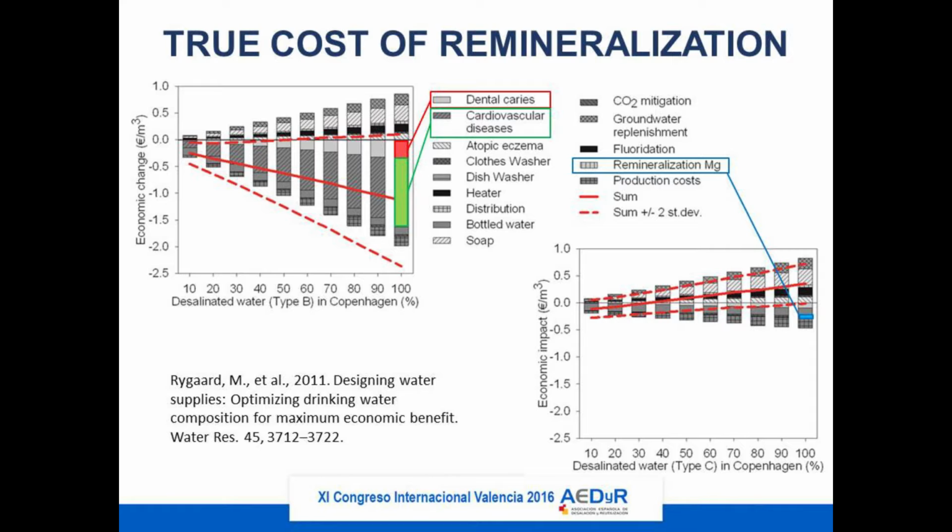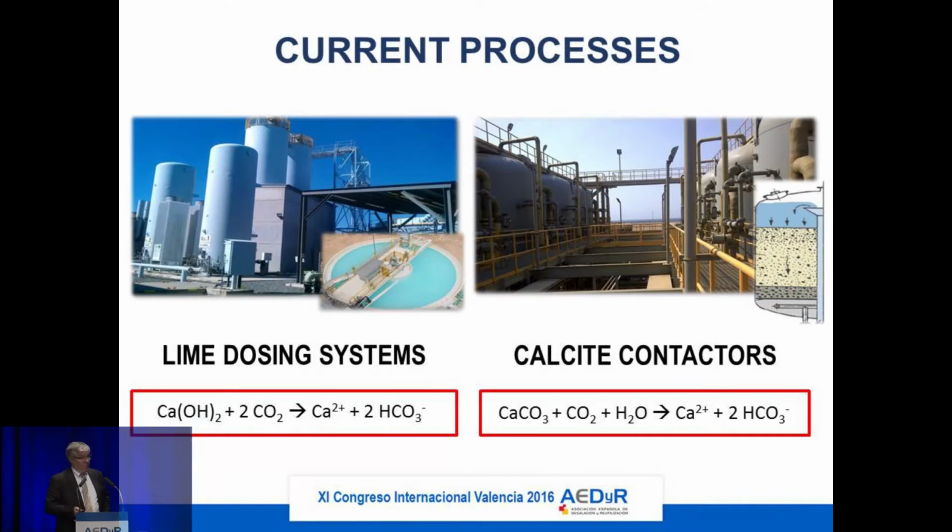The same study was made adding just magnesium in the right proportion to it. It dramatically reduces consequences on cost, on the economy, in countries where you have a lot of desalinated water. I don't want to go too long into it. Probably you know all of this. These are current processes, lime dosing on the left side and on the right side calcite contactors. These are technologies very well known to you.